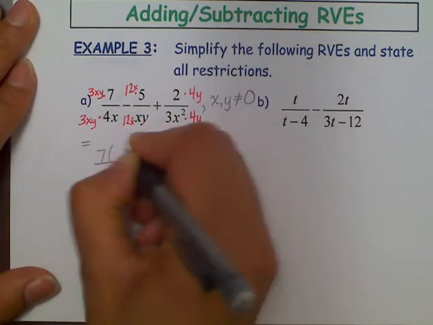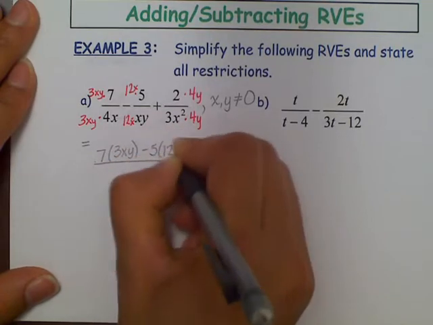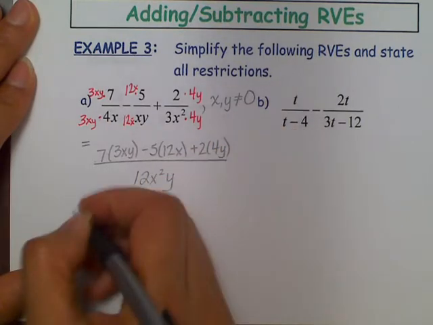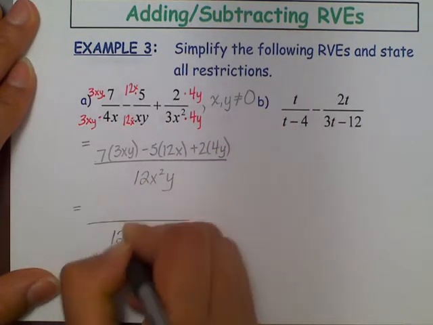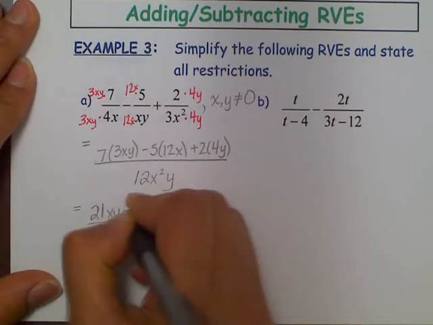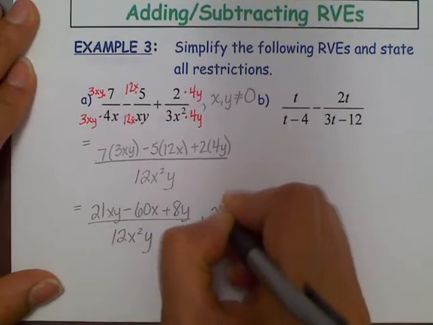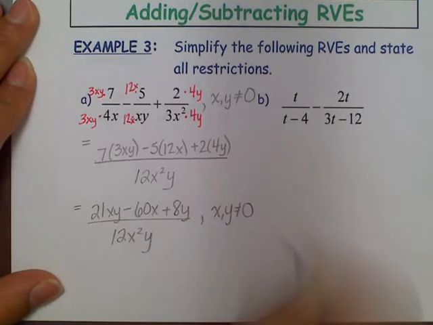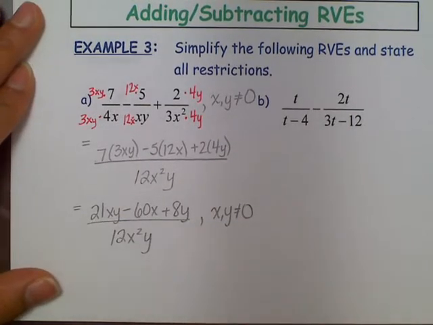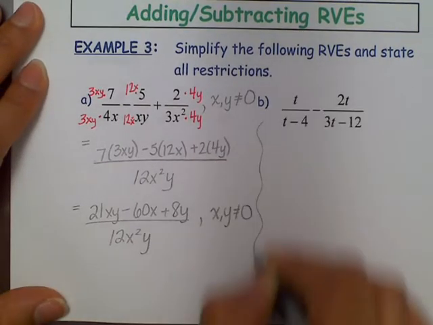And so I'll just rewrite this out. This is 7 multiplied with 3xy minus 5 multiplied with 12x, and then plus 2 multiplied with 4y. Okay, and just to simplify the numerator part, I have 21xy minus 60x plus 8y, and our restrictions are still the same. Okay, and you'll notice that there's no terms that I can combine together, so that's in simplified form.